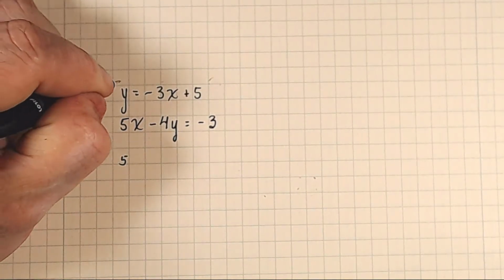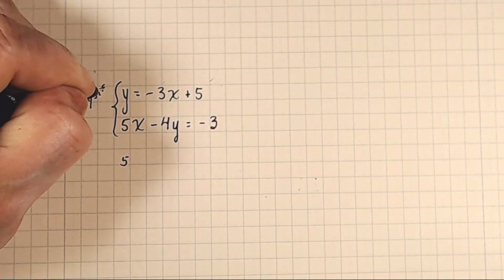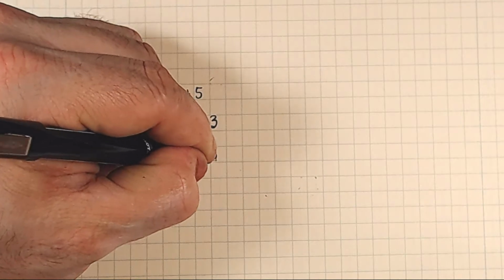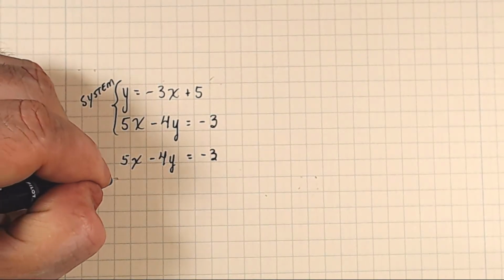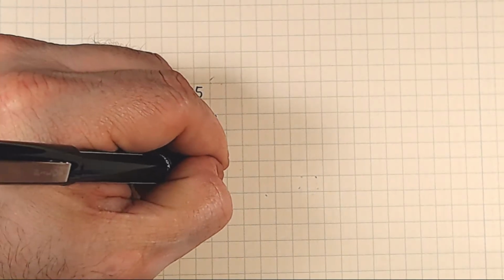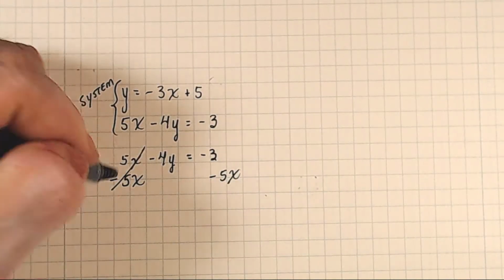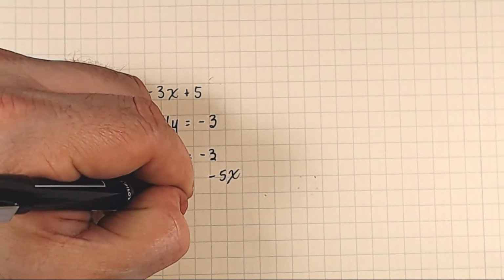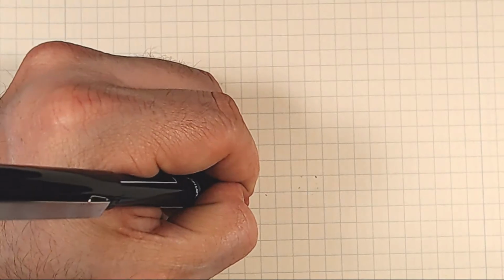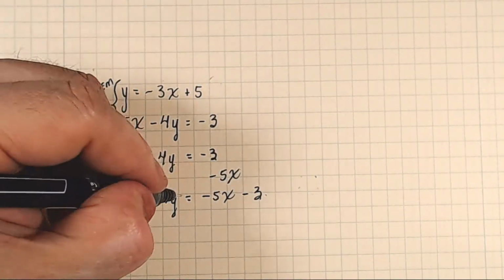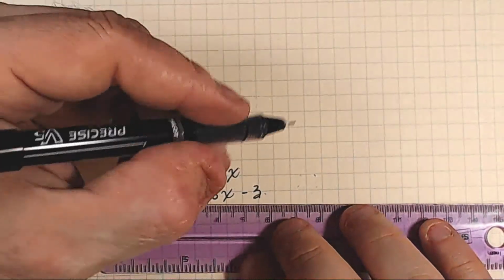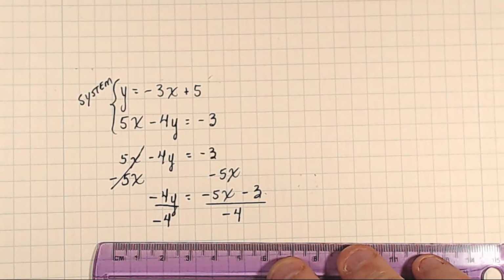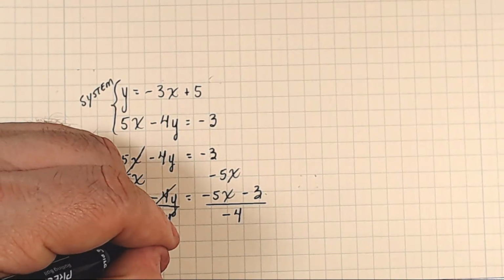Well, let's leave those two up there as our system. I don't want to mess with those. I will now rewrite 5x minus 4y equals negative 3. My first step is to subtract 5x from both sides. They cancel out on the left because 5x minus 5x is 0. And I'm left with negative 4y equals negative 5x minus 3. Now I have to divide both the left and the right side by negative 4. The negative 4's cancel, leaving y alone.